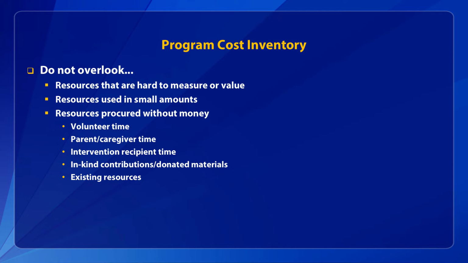Some costs and resources are easily overlooked. Some resources are hard to measure or value. One example is time. Time lost can be hard to measure and value. Think of all the time spent in a doctor's waiting room. Nobody really tracks it, especially if you don't officially take time off from work to be there.